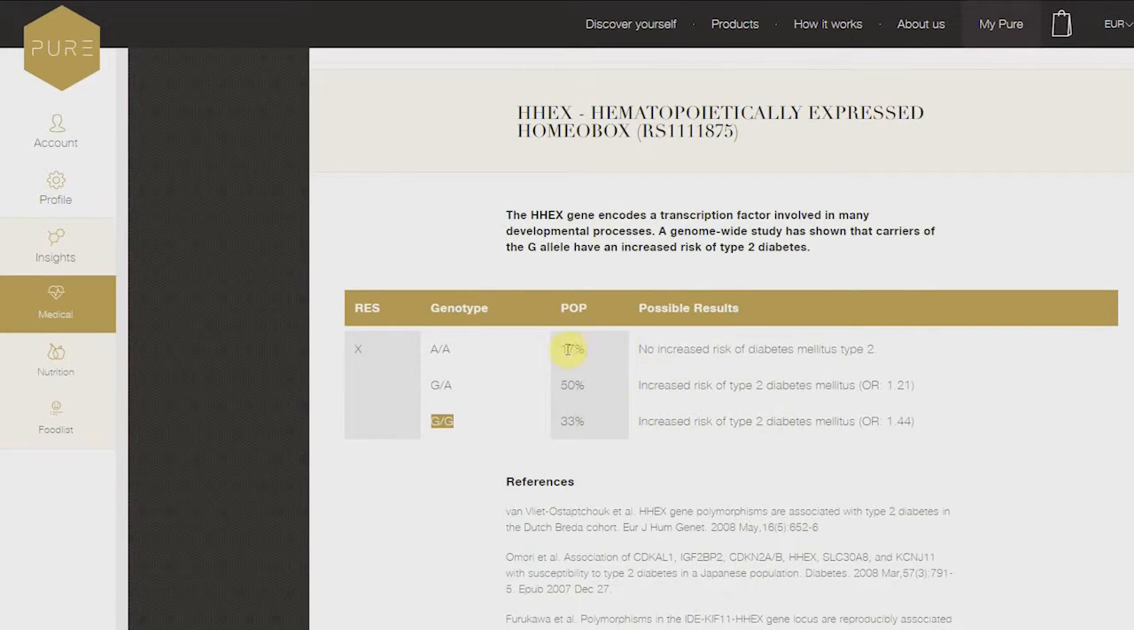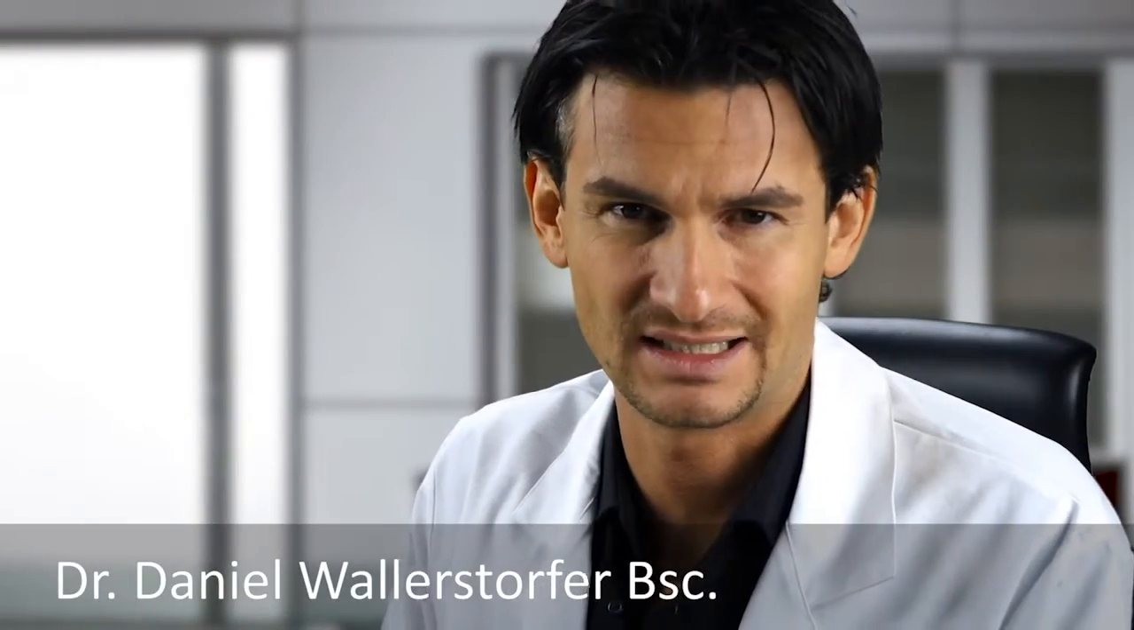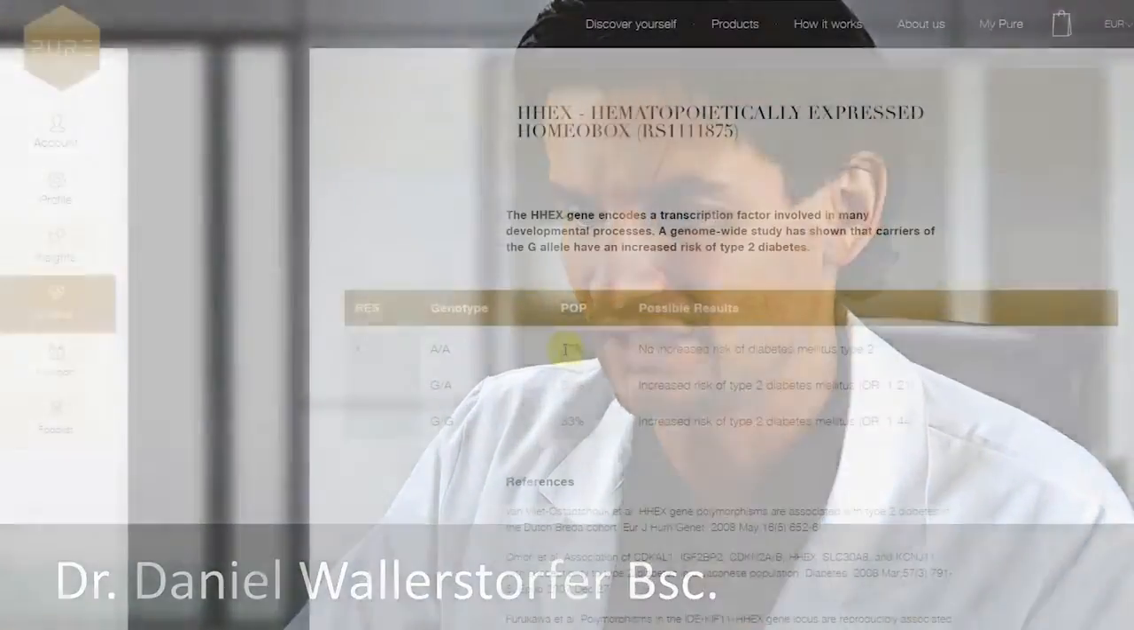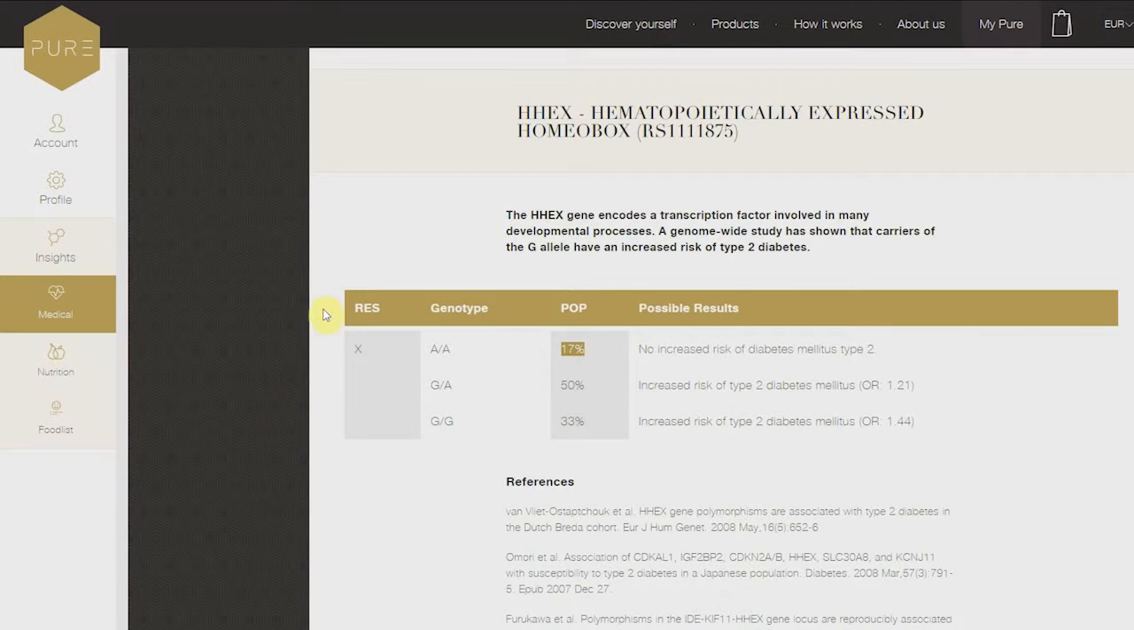And here, the POP column will explain to you how common this genetic type is. So 17% of the general population have the genotype AA, so two functioning genes. Around 50%, so it's quite common, have one defective gene, one broken gene, and one normal gene. And 33% have two defective genes, two broken genes. So here you can see how common it is, and this arrow here will tell you what your result is.